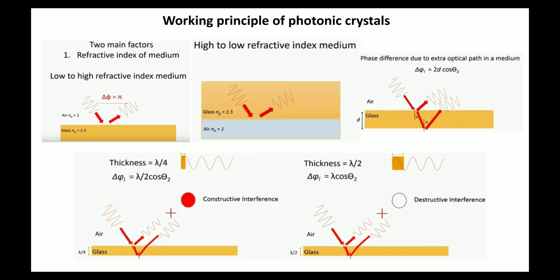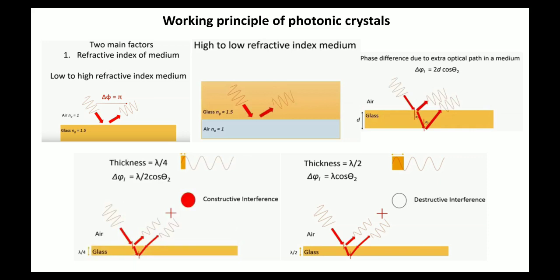Basically, here the light travels from a low to high refractive index medium. Low refractive index is for air, high refractive index is for glass. So the light is traveling from low refractive index air, and it gets reflected from the high refractive index glass. You got it? So this is the upper surface of the glass.